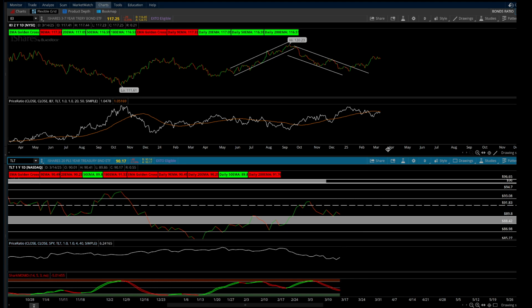I will say that it could be looking a little bear flaggy here. We got our swing high, lower high, lower high. But as long as it kind of holds in this area, it's kind of just flat to neutral. Really, bond's got to get a solid close over that 92.